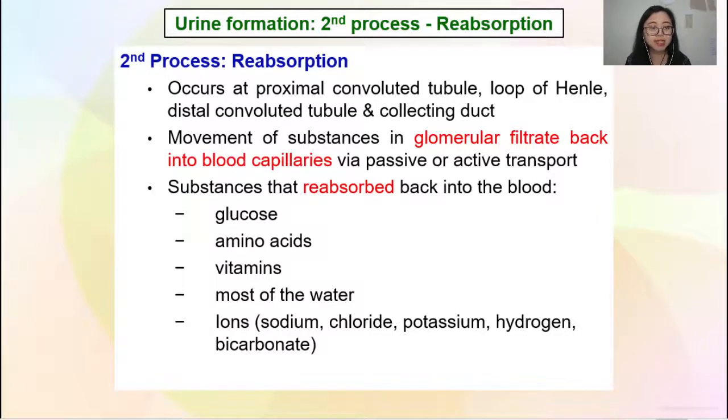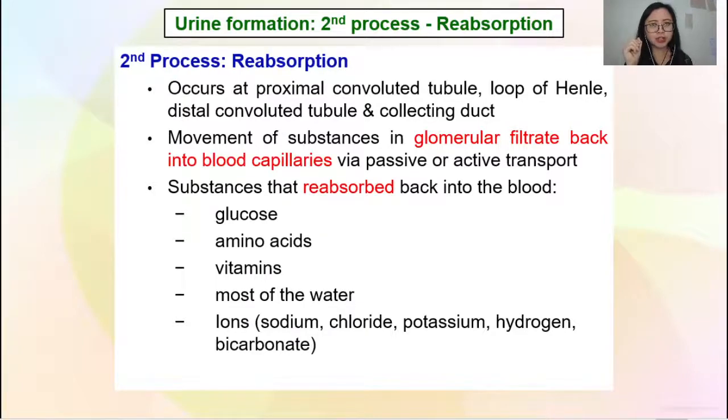And you can see here the substances that are reabsorbed back into the blood are glucose, amino acids, vitamins, most of the water, and ions. Ions such as sodium, chloride, potassium, hydrogen, and bicarbonate. Sebab dia adalah, masa ultrafiltration tadi, memang dia main paksa saja benda keluar. So, ada benda yang badan kita masih perlu, nephron tu akan ambil semula supaya tidak hilang.